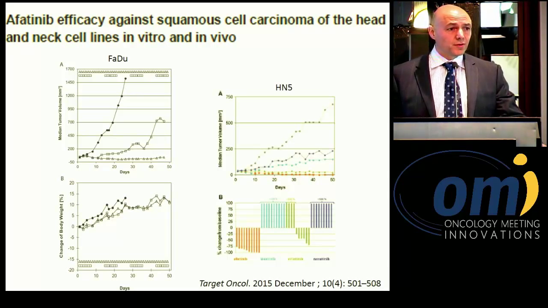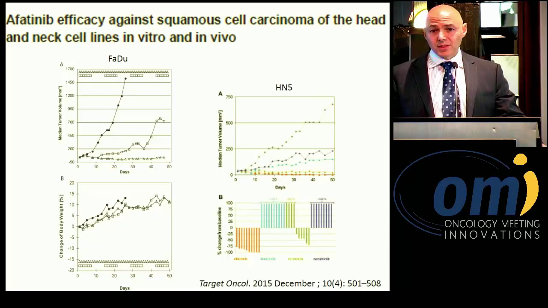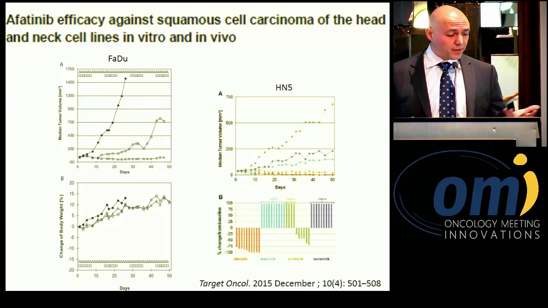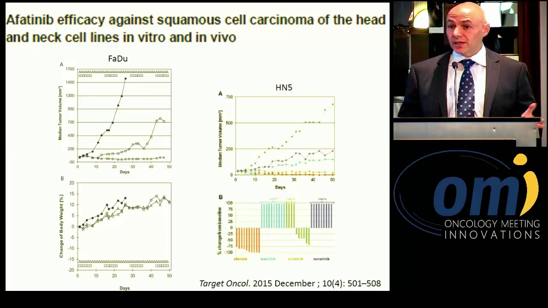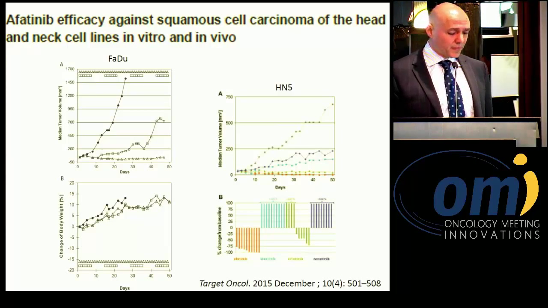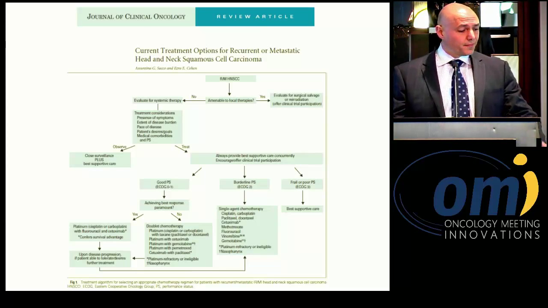Here you see the HN5 model, which is, by the way, an EGFR amplified cell line. You can see that afatinib is universally effective in all the mice treated, while other similar agents were more or less effective, and in fact some of them, such as lapatinib, completely ineffective, again in an EGFR amplified model. So suggesting that it's an agent that at least has some utility in this disease.